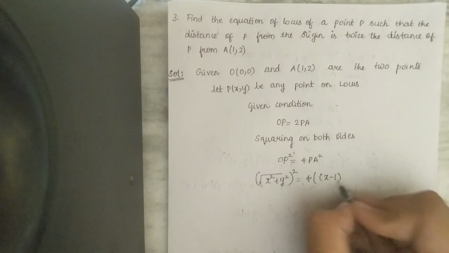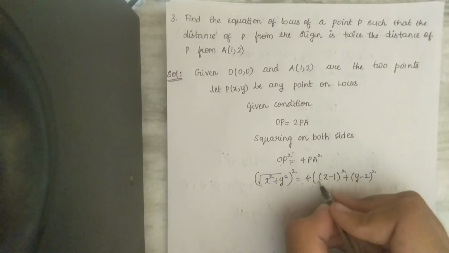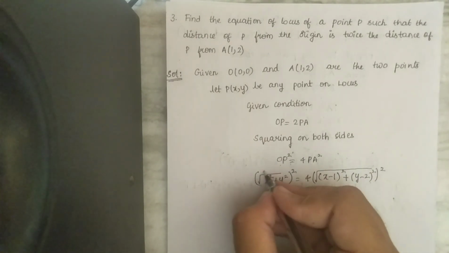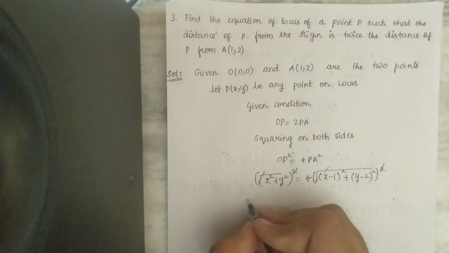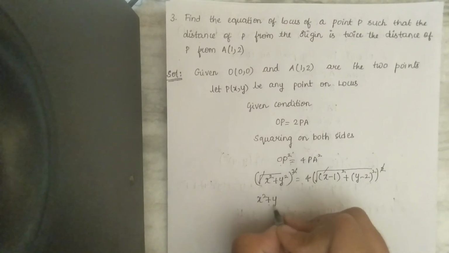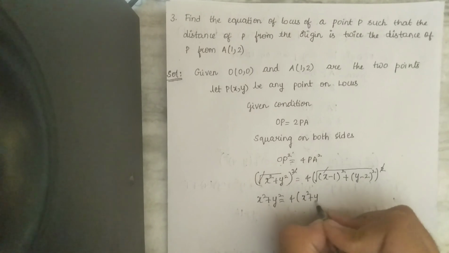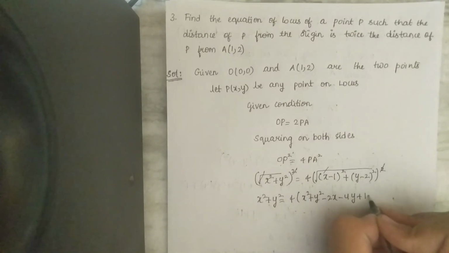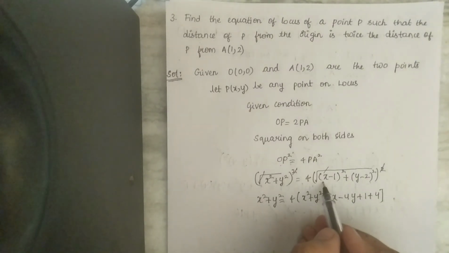(x minus 1) whole square plus (y minus 2) whole square. This is under root and we have also square. So square and root will get cancelled. So here we will have x square plus y square is equal to 4 into (x square plus y square minus 2x minus 4y plus 1 plus 4). So this is just expanding (a minus b) whole square.